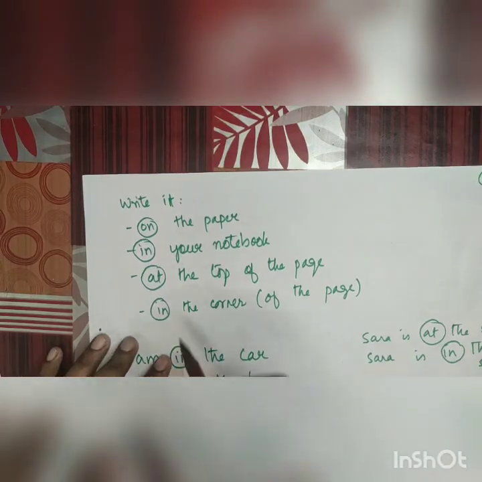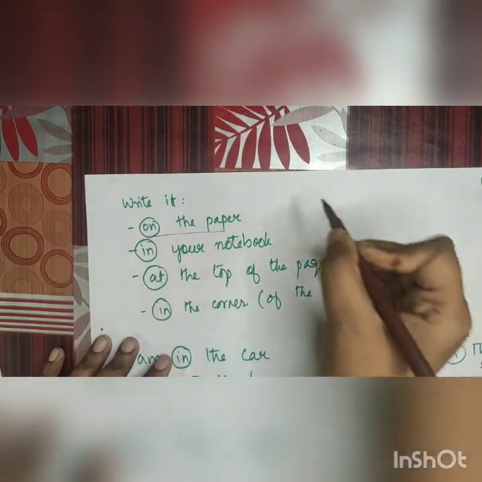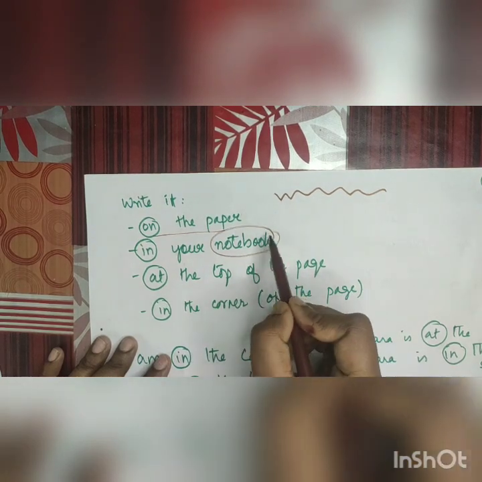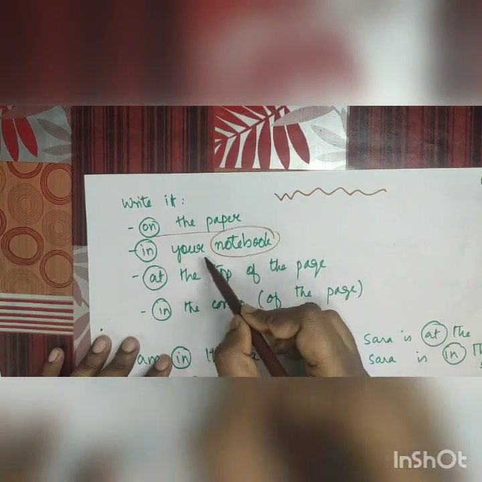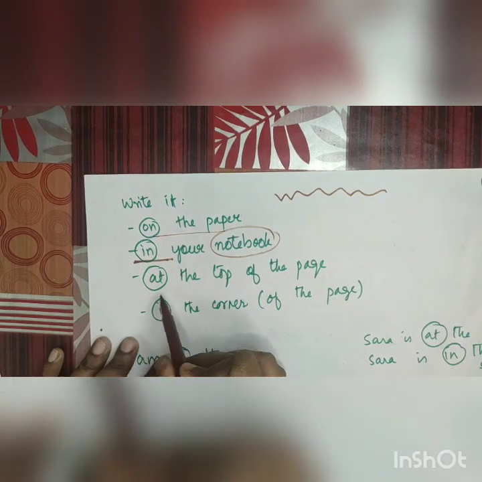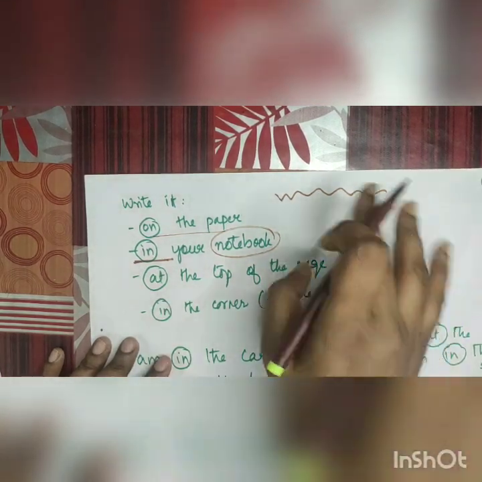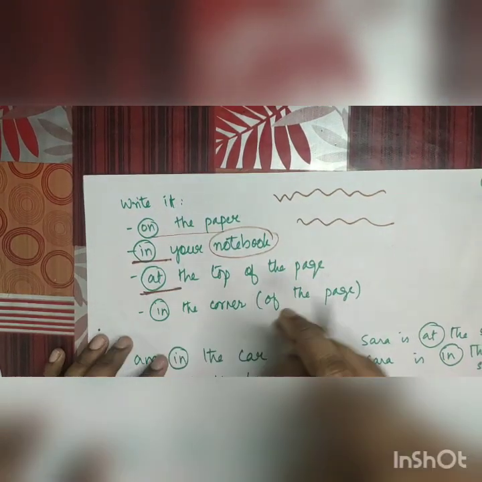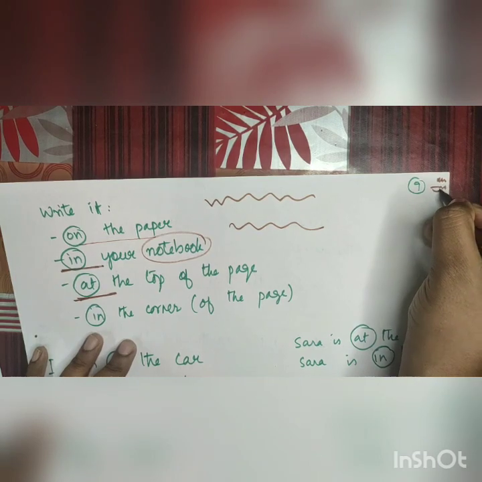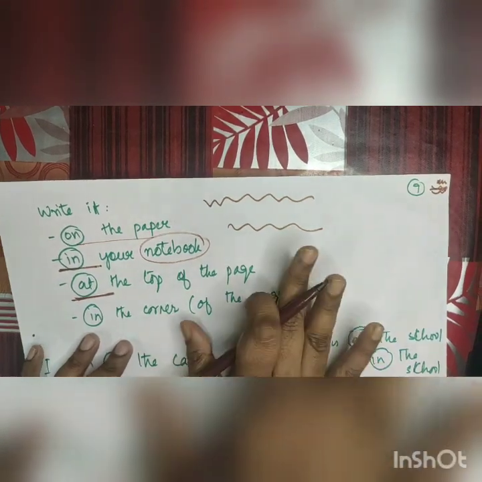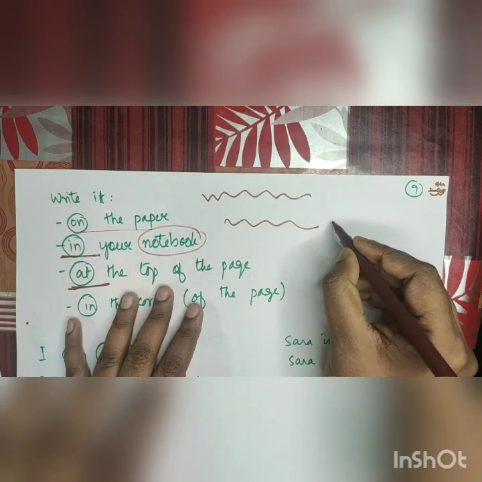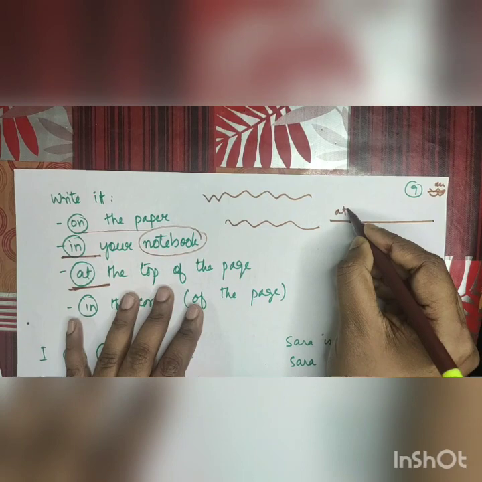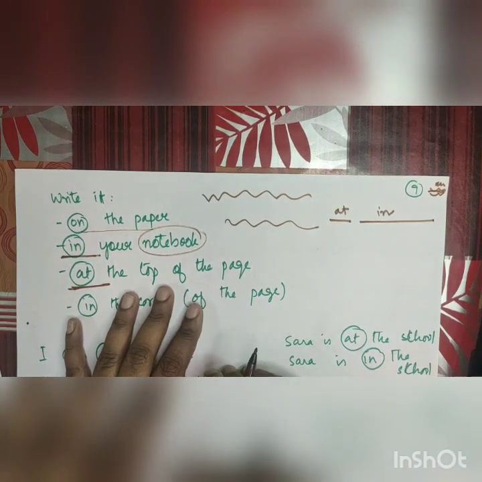For easy understanding, we write on paper. In your notebook, obviously you write on a paper which is inside a notebook. That's why, in your notebook, at the top of the page. You don't write at the bottom of the page, right? You write on the top of the page. So it's at the top of the page, in the corner. Very easily, when you have a small place and a big place, small place is "at", big place is "in".